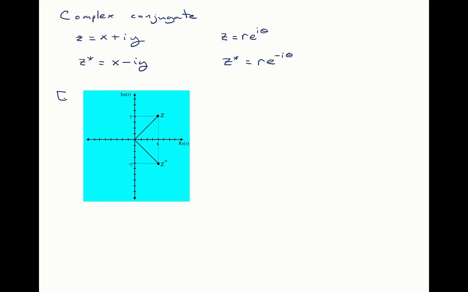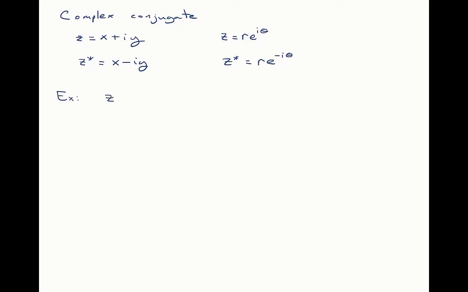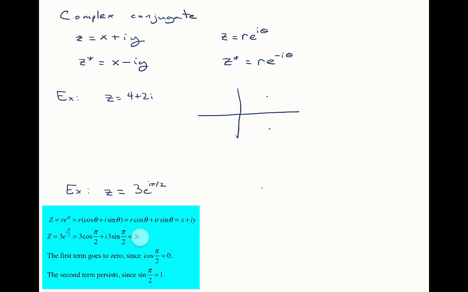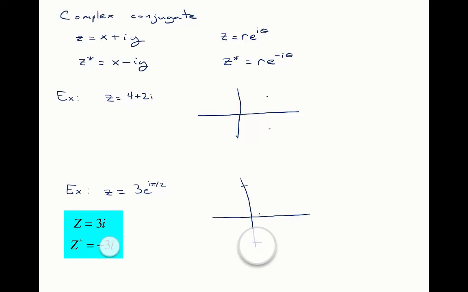So if we were looking at z equals 4 plus 2i, excuse my wobbly line there, we'd have some point up here. The complex conjugate is down here. If we were looking at a number in polar form, say 3e to the i pi over 2. Now this number is actually pure imaginary. Oh goodness, my lines are coming out wibbly. Alright, so that number is up here. Its complex conjugate is down here. Okay, that's all pretty straightforward.